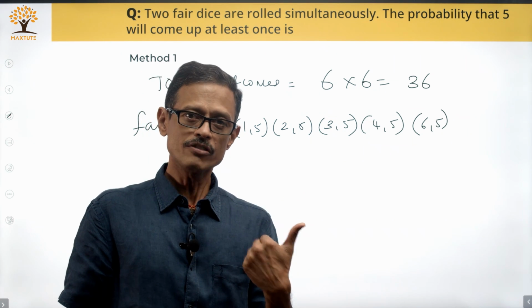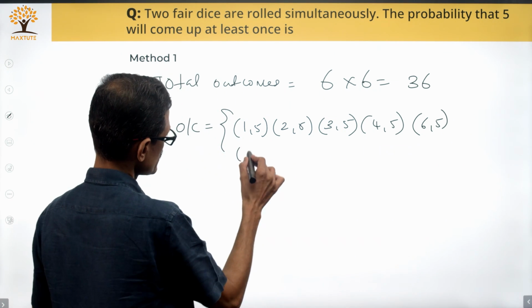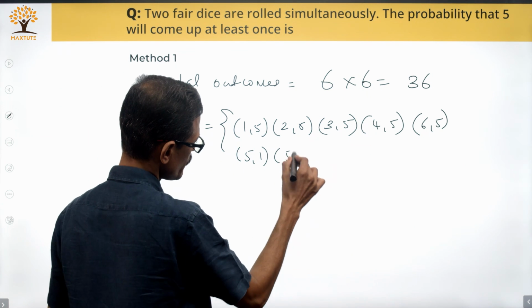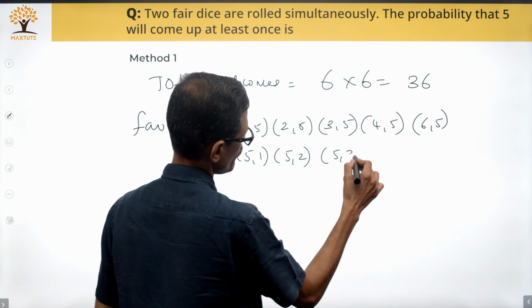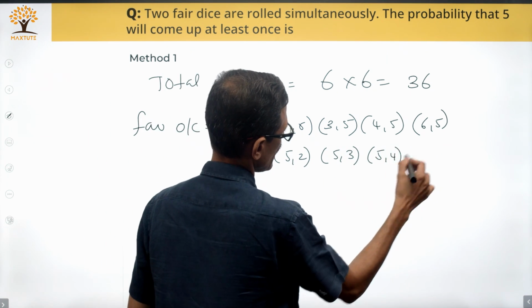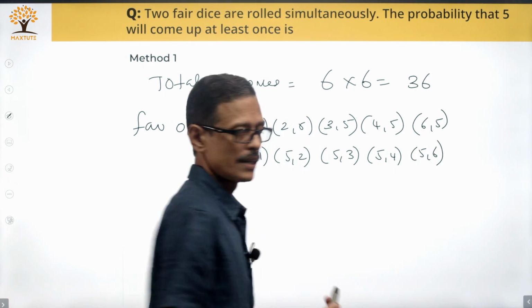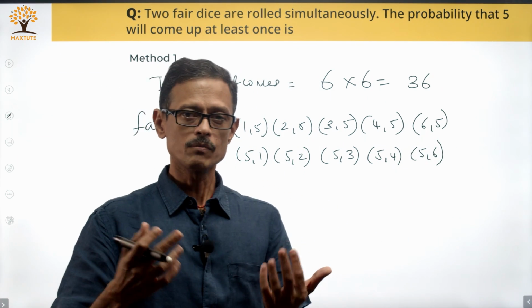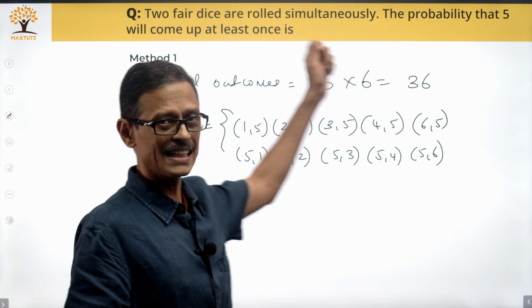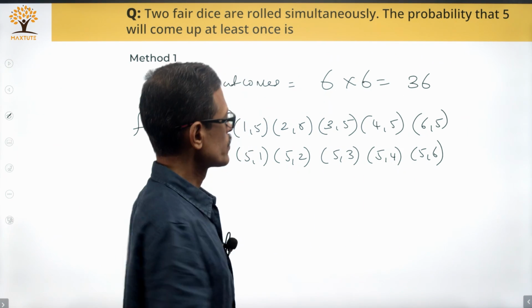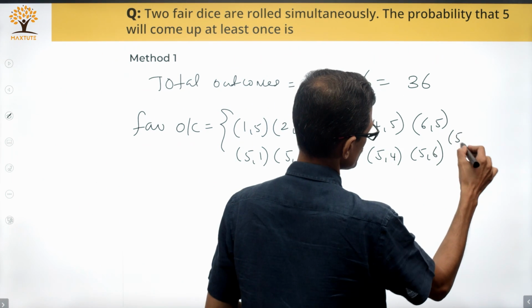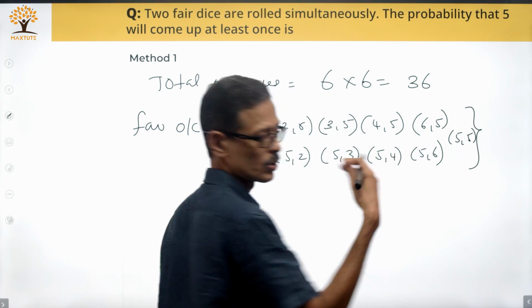Now 5 can appear in the first die as well. So we'll count the instances where 5 appears only in the first die. 5, 1, 5, 2, 5, 3, 5, 4 and 5, 6. Now there is a possibility that 5 appears in both the dice, right? The question is it appears in at least one. So it can appear in both. So let's include that one also. That makes it 5, 5. That's only one outcome. It's not 2.